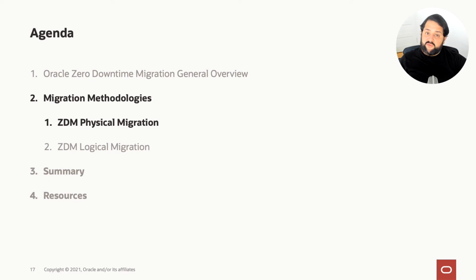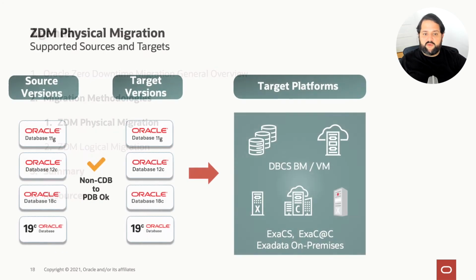I'm going to start first with physical migration and then go to logical migration. So physical migration, as I mentioned, has to be same version to same version. So you have 11g to 11g, 12c to 12c, and so on and so forth. But we do have the possibility to have a higher patch level on the target. So if you are migrating from 11 to 11, but the patch level on the target side is higher, that's fine. What we would do is automate the run of datapatch at the end of the migration, so you don't have to worry about that.